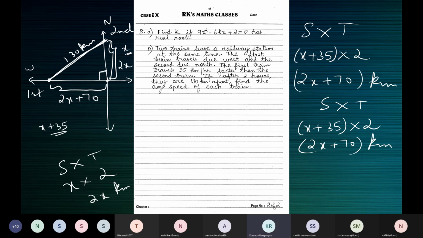And how do we connect? Since the directions are perpendicular to each other, these 3 sides form the sides of a right triangle, and the equation is by using Pythagoras theorem. So construct the equation using Pythagoras theorem and solve for x.